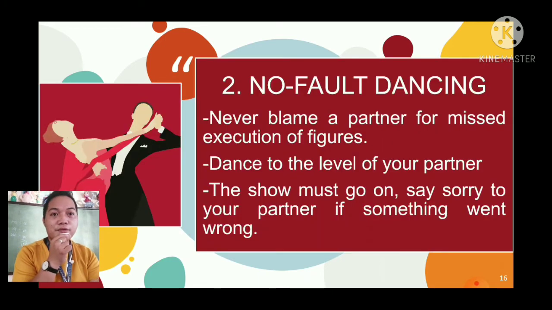Okay, for number two, no-fault dancing. Never blame a partner for mis-execution of figures. Dance to the level of your partner. If your partner gives her 100%, give your 110%. And the show must go on. If something went wrong, say sorry to your partner.